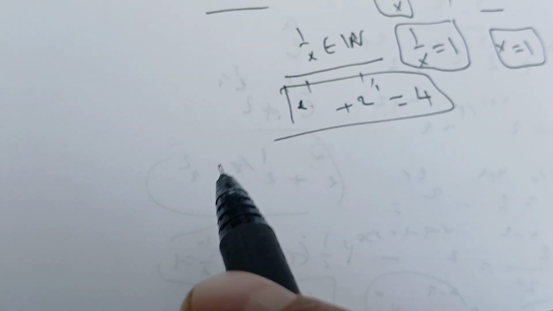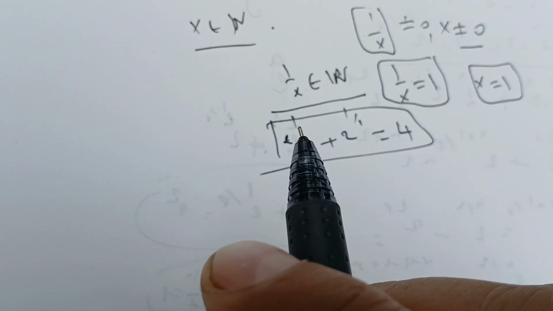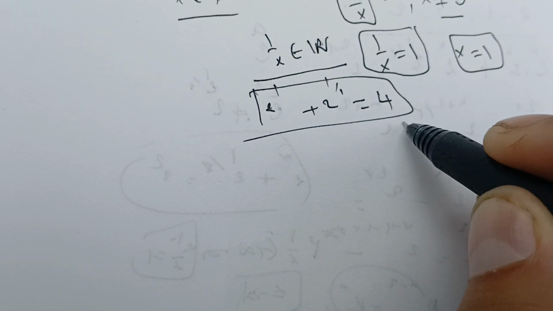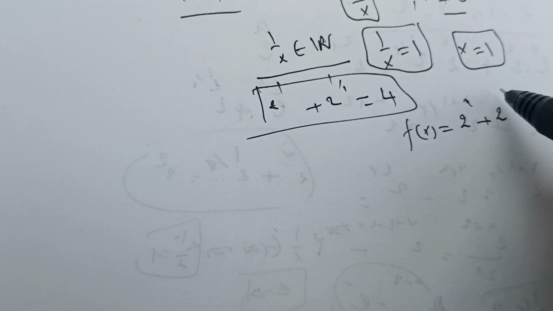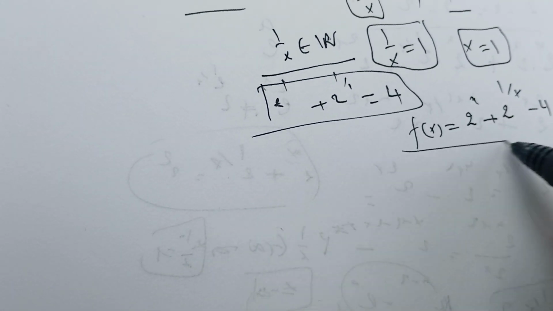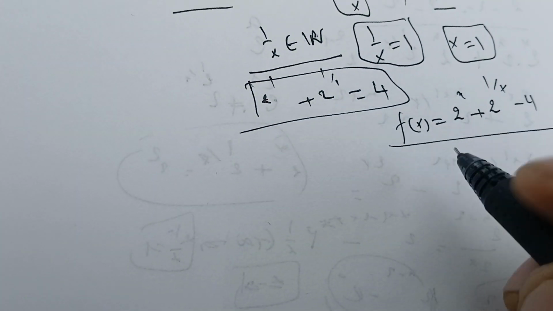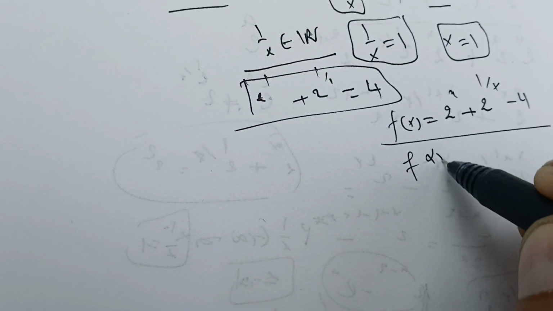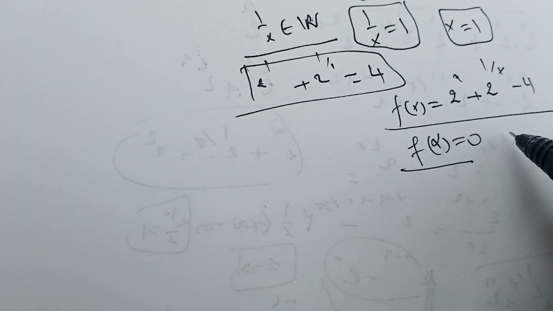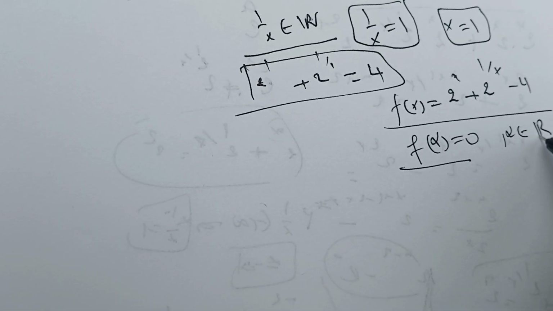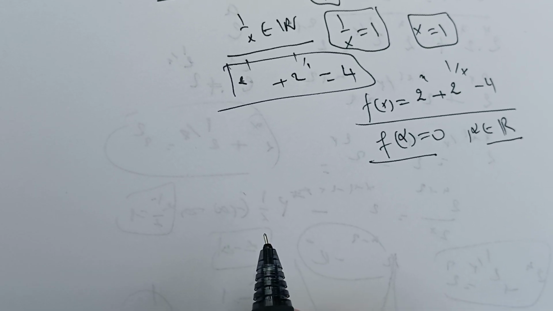Now, to see that we have no other solutions, we can study this function f of x, 2 to the power x plus 2 to the power 1 over x minus 4, and find a number alpha such that f of alpha is equal to 0. This is the solution that we are looking for, and alpha has to be in R. But there is a quicker way.